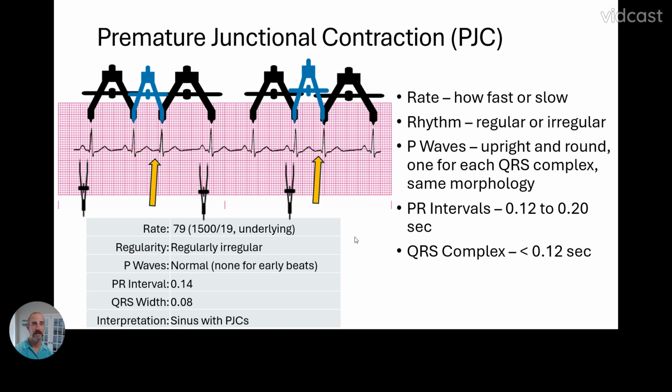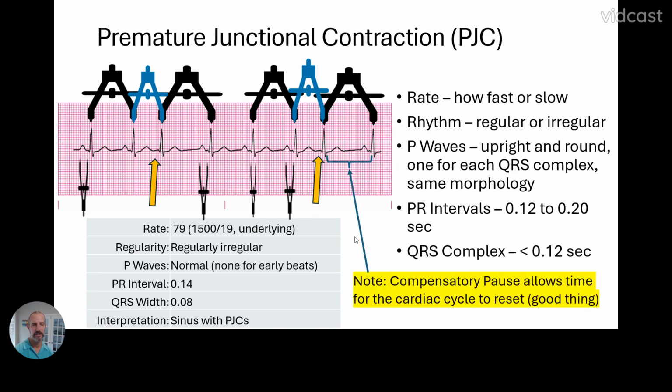We don't see a P wave of any sort, so we call it junctional, right? So you have a narrow QRS width of about 0.08. So we're going to call this rhythm sinus with PJCs.